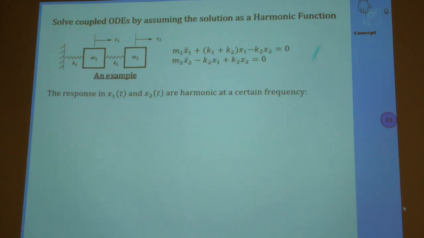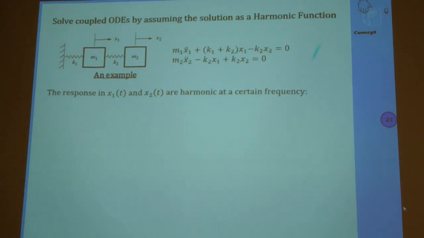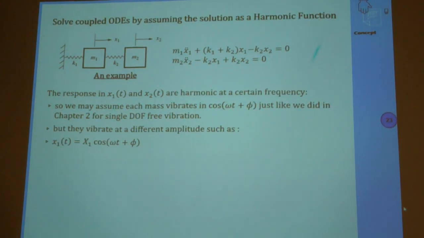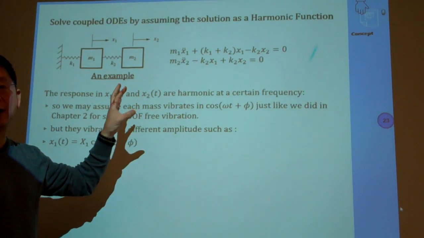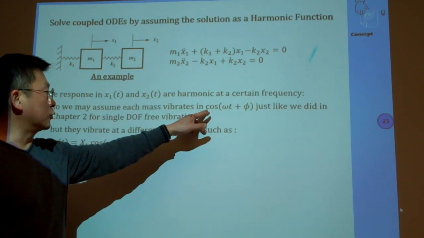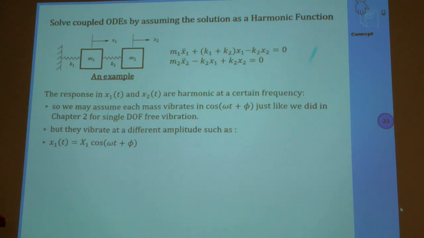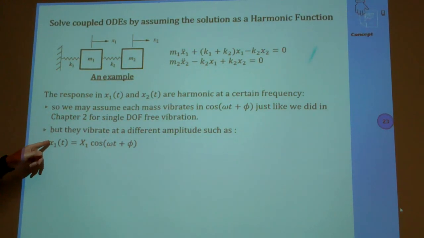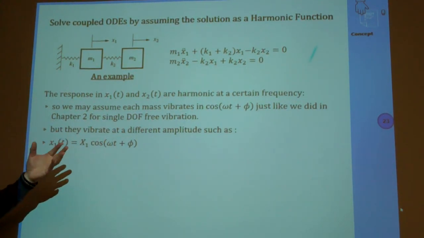That is the concept, and our goal is to determine the response, x1 and x2, in terms of any given initial conditions. Here we assume this is a linear vibration system, and although the masses are coupled, their responses are still harmonic. So we assume the solution is in this form, cosine or sine. We did this before in chapter 2: for one degree of freedom we assume a harmonic form with a phase angle, and this is the unknown amplitude.